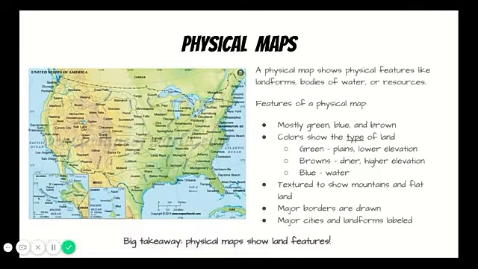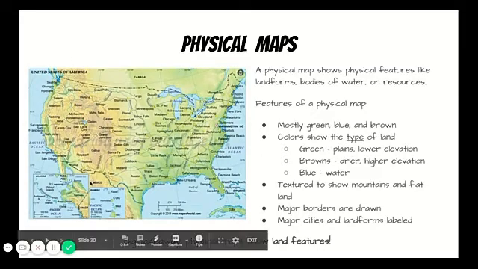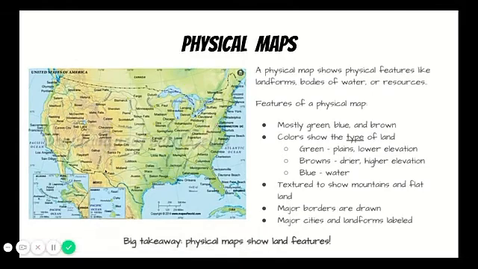Okay, now let's look at the physical map. A physical map shows physical features like landforms, bodies of water, or resources. Now let's look at the features of the physical map. One, mostly green, blue, and brown. So the colors we find on the physical map are mainly or mostly green, blue, and brown.